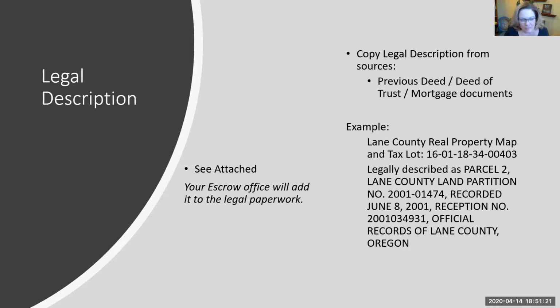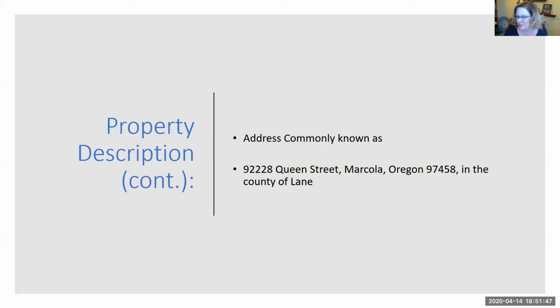You can also put in the place where you might put the legal description on your agreement, you could say, see attached. And what will happen then is the escrow agent, the title company, will attach the legal description to the back side, the last page of your agreement, and take care of it, and you don't even have to worry about it. So it's not a big deal. I also put address commonly known as, and for that legal description, it was this address here, 92228 Queen Street in Marcola. That's something you would usually write: address commonly known as, and put that in.